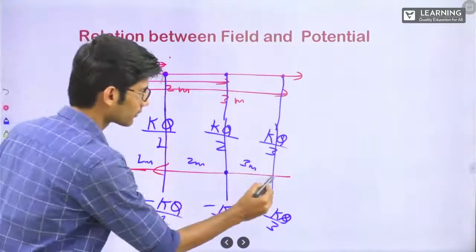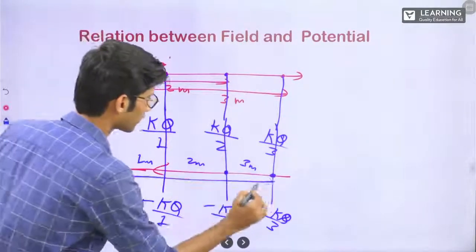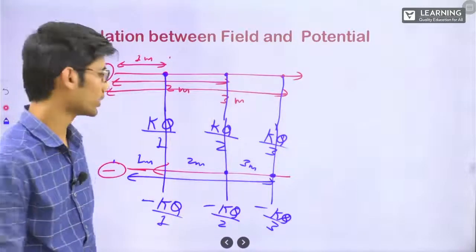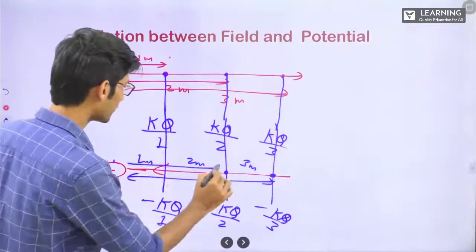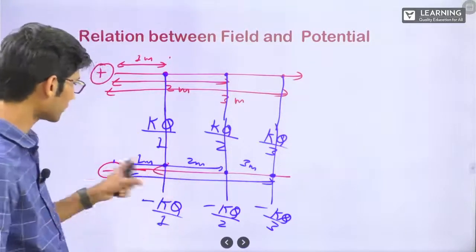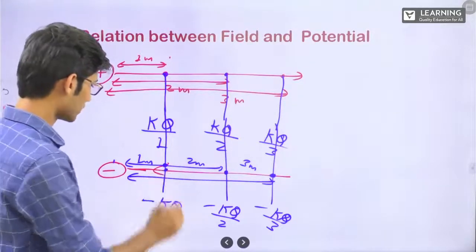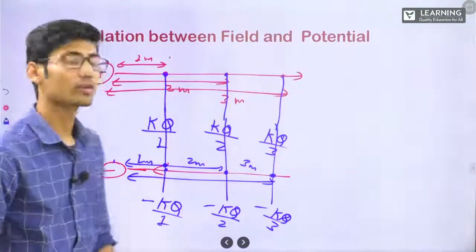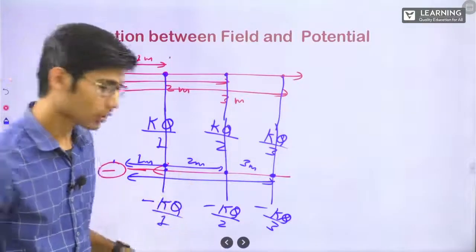At this point, which is at a distance of 3 meters from here, the potential will be minus KQ by 3. At this point, which is at a distance of 2 meters from there, it will be minus KQ by 2. And at this point, which is at a distance of 1 meter from this charge, it will be minus KQ by 1. Tell me which one is the smallest and which one is the largest.